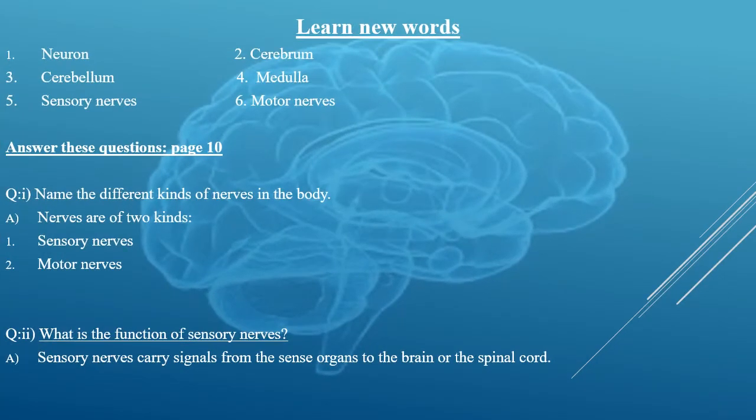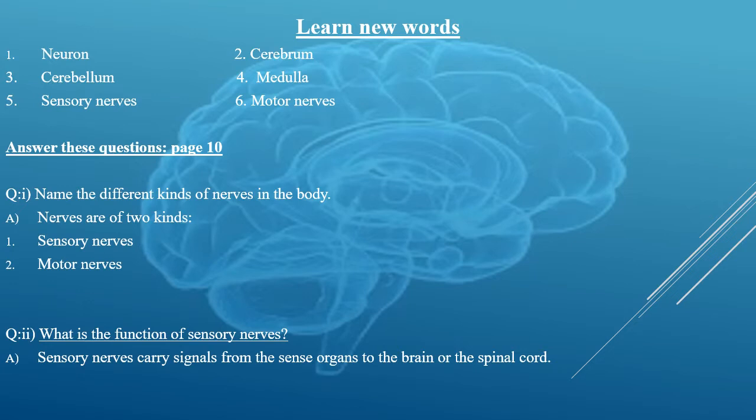Some of the new words from this unit for you to learn are number 1, neuron, number 2, cerebrum, number 3, cerebellum, number 4, medulla, number 5, sensory nerves, and number 6 is motor nerves.